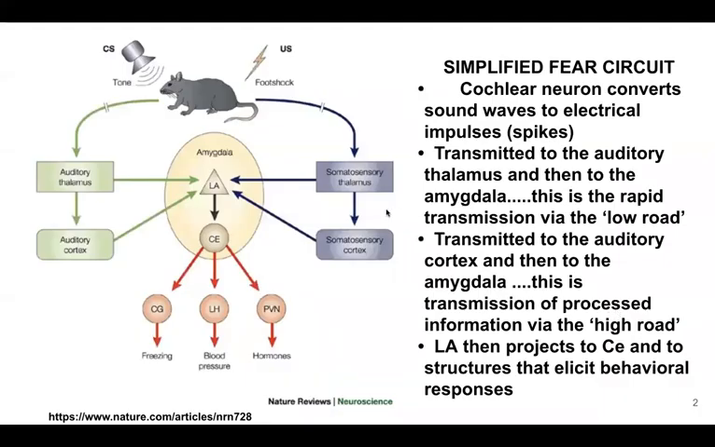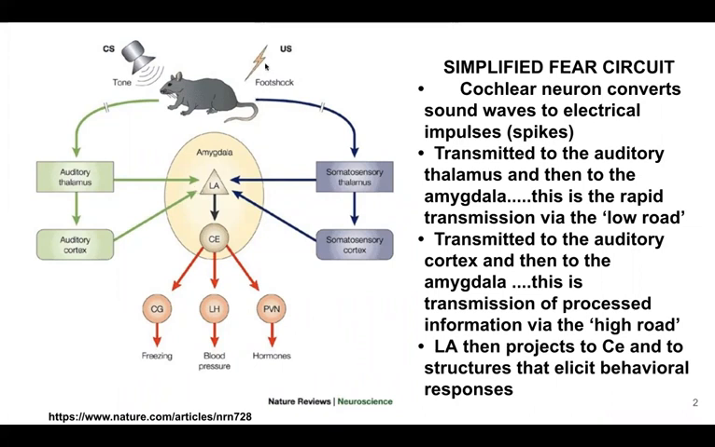So in this slide, there is a diagram of the experiment showing the basic pathways and anatomy. And as we can see here, there is a conditioned stimulus, which is a tone, which provides sound waves that are converted into neuronal impulses by the cochlear neuron. And that sends a signal to a neuron in the auditory thalamus, which can then send a signal to the lateral amygdala or the auditory cortex, which can also then send a signal to the lateral amygdala.